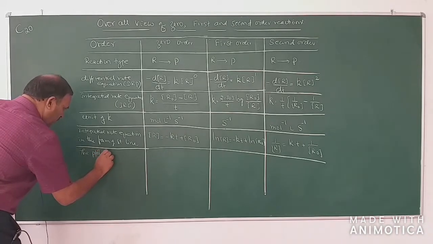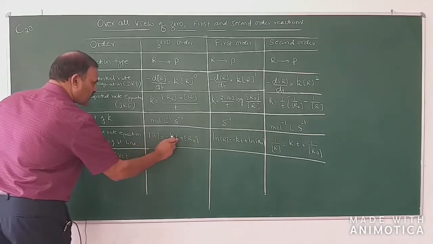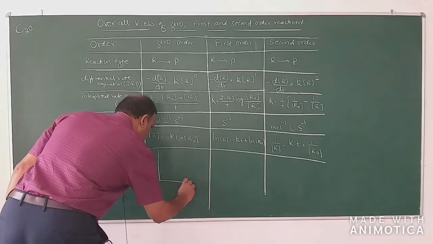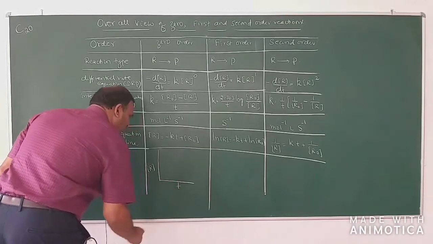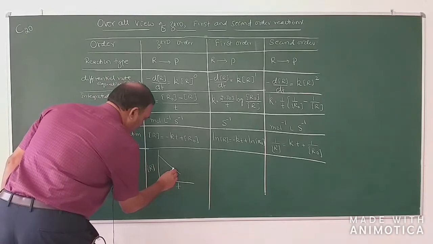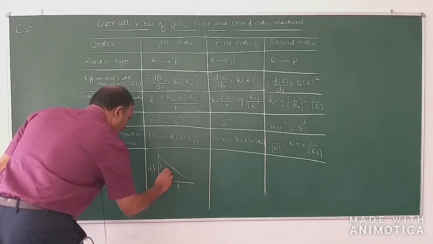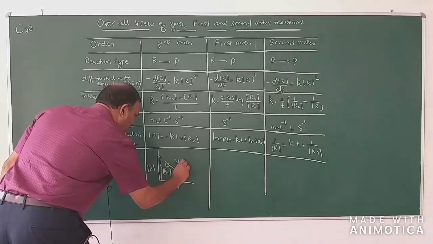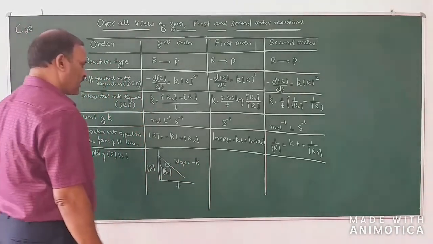The plot of concentration versus time. What graph will you get? This is concentration R versus T for a zero order reaction. So you will get a graph like this. Here the intercept gives R naught and slope equals minus k.